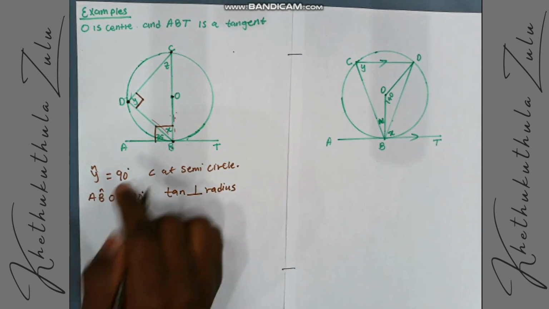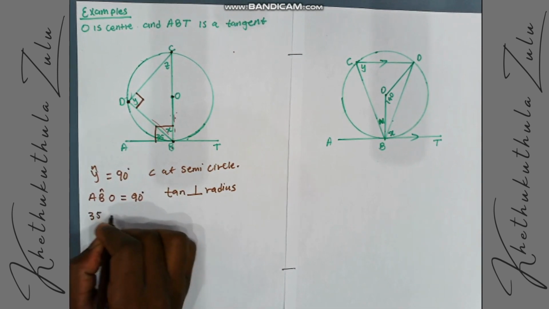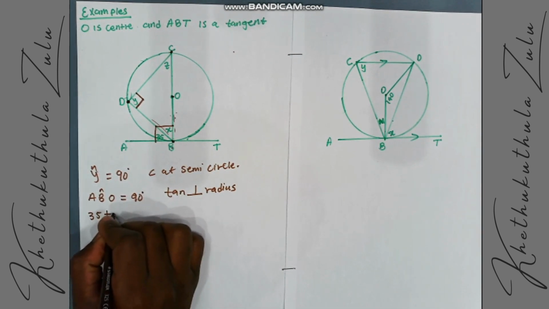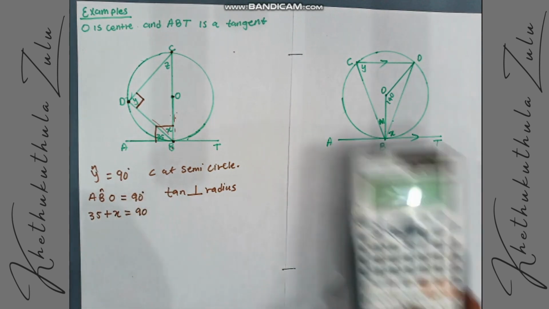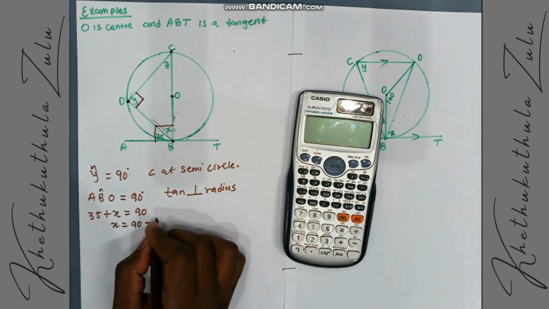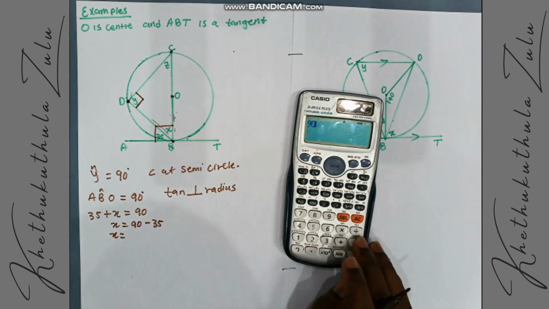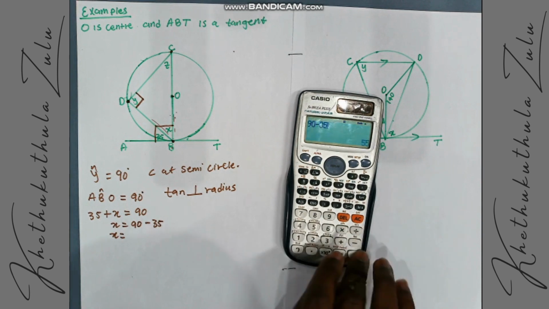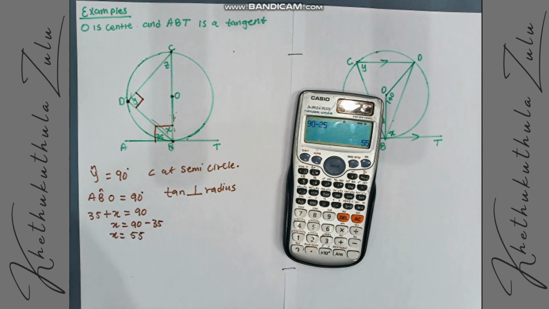Then what is ABO? It's 35 plus X is equal to 90 degrees. Then X is equal to 90 degrees minus 35. Then X is equal to 90 minus 35, which is equal to 55. I hope you understand that one.